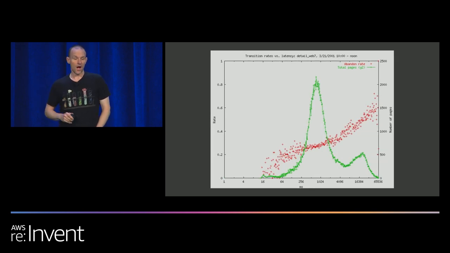All right, so here's another graph. This is from the exact same period of time, the same 2 hours, but a different slice of data. And the question is, what's this hump?